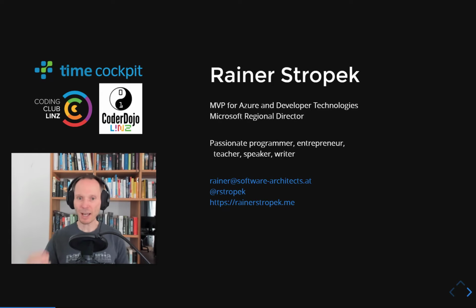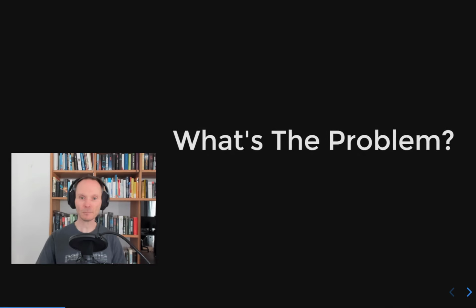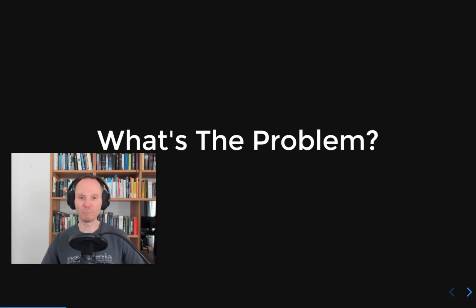If you take a look at these two lines here, it says MVP for Azure and Developer Technologies and Microsoft Regional Director. That does not mean that I'm on the payroll of Microsoft, but that I work a lot with Microsoft and the Azure cloud. Keep that in mind when I bring examples. I'm talking a lot about Azure, not because the other cloud options are bad, but just because I know Azure quite well and the others not so well. So the examples are just with this background. Good. Let's talk about what's the problem.